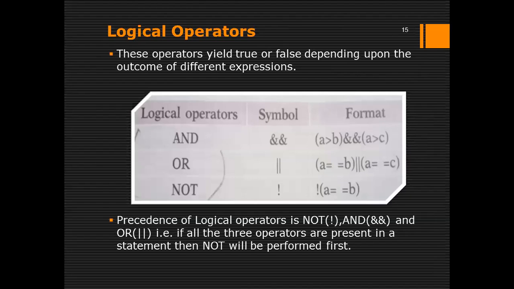Coming to logical operators. These operators also give the answer in true or false, depending upon the outcome of different expressions. They compare various expressions and accordingly give the answer. There are three types of logical operators: and, or, and not. It is very important to remember the symbols of all three operators. And is written using two ampersand signs, or is written using two pipe signs, and not means an exclamation mark.